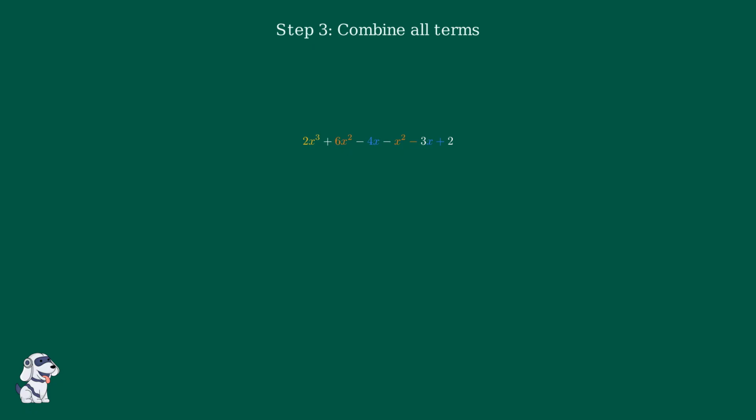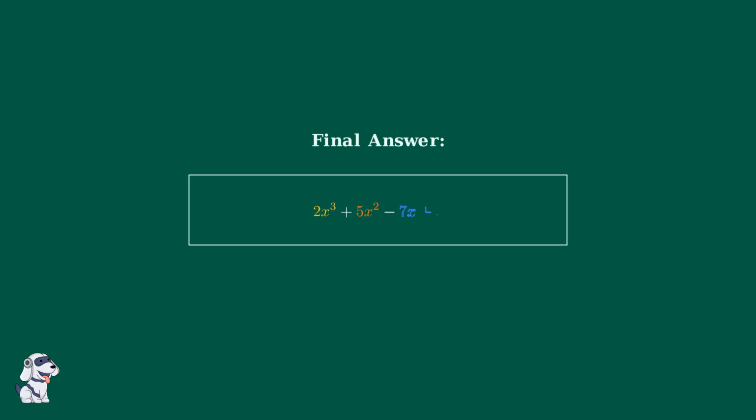We have 2x cubed plus 6x squared minus 4x minus x squared minus 3x plus 2. We identify like terms. We have one x cubed term. For x squared terms, we have 6x squared minus x squared, which equals 5x squared. For x terms, we have negative 4x minus 3x, which equals negative 7x. And we have the constant term positive 2. Our final answer is 2x cubed plus 5x squared minus 7x plus 2.